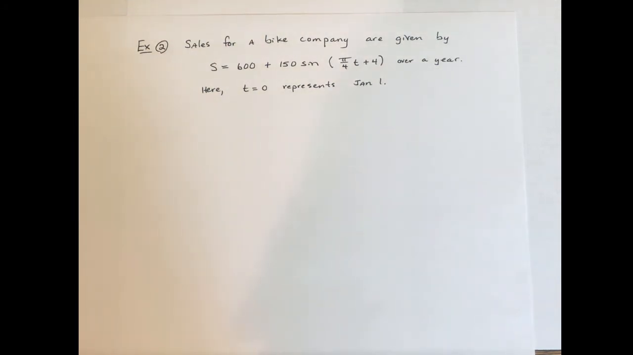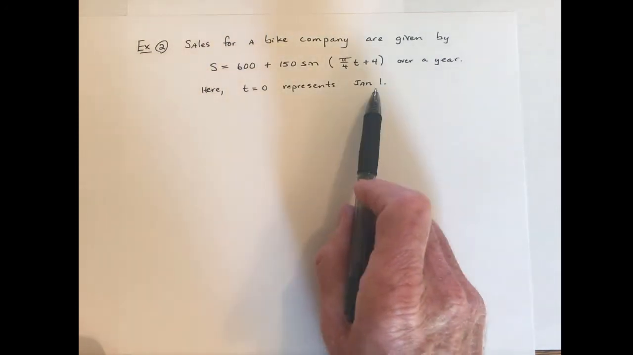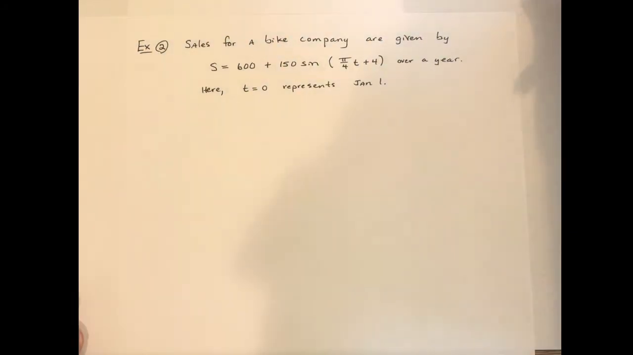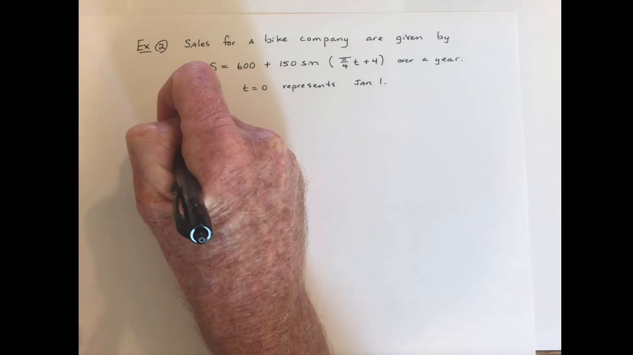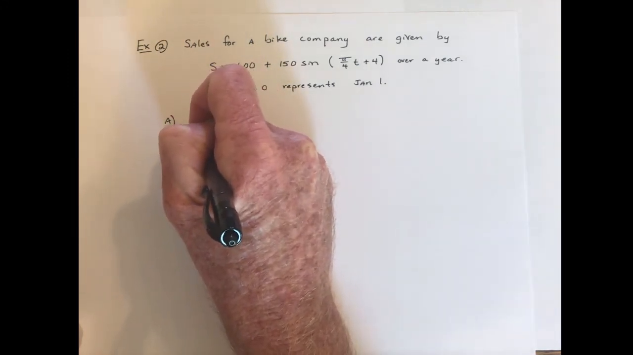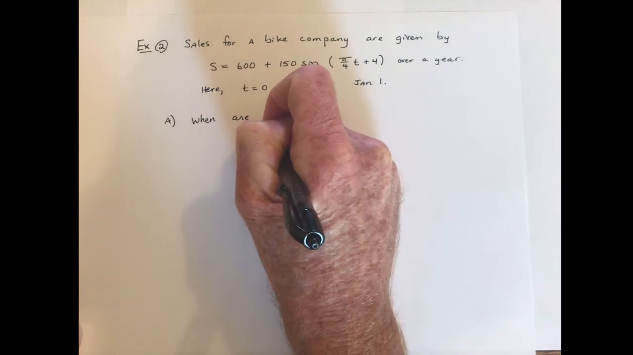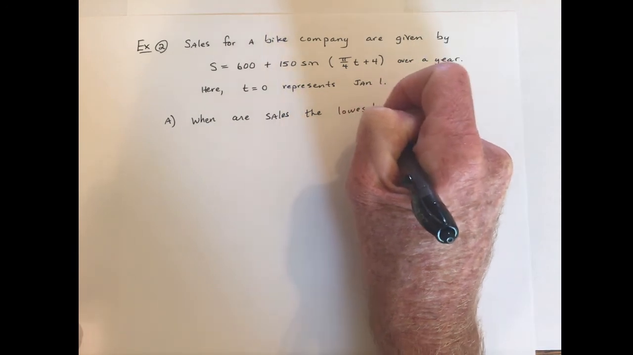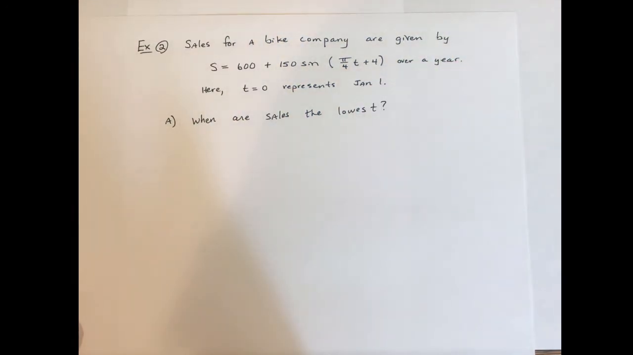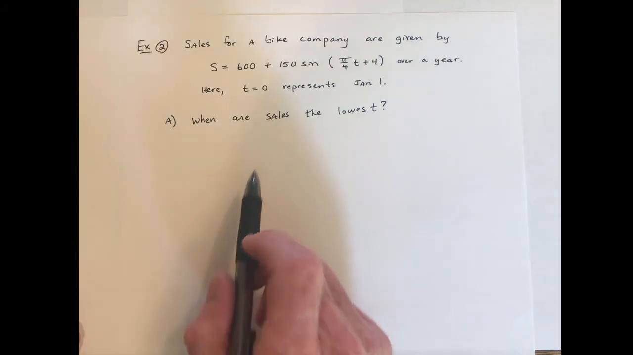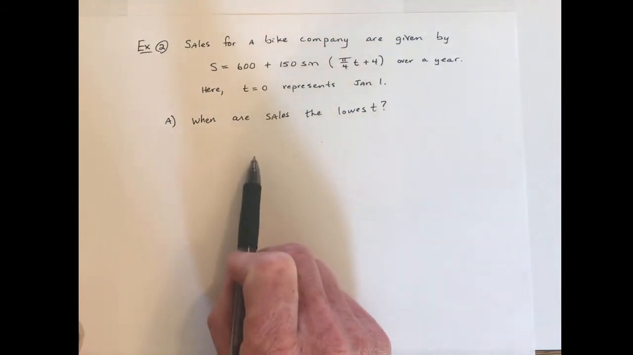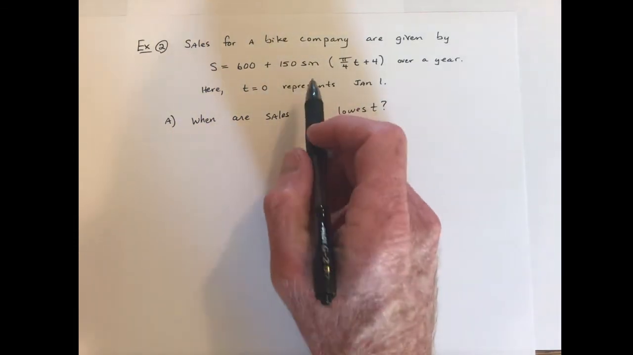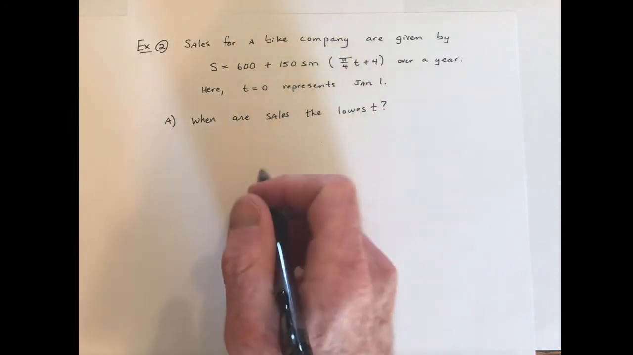The sales for this company over a year, and t equals 0 means the very beginning of the year, January 1st. And then, first question. When are the sales the lowest? So you could go through, write down the X information, the Y information, the period, the amplitude, the vertical shift, etc. You could also do it a simpler way by just looking at the graph of sine.